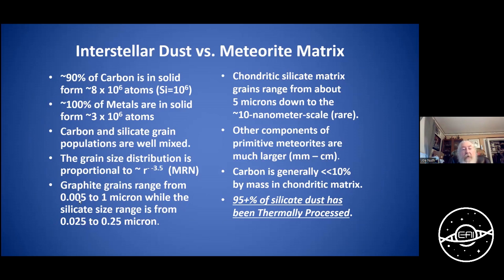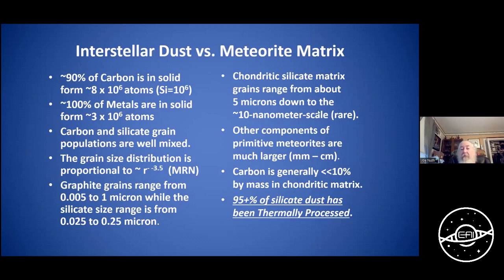Graphite grains basically are very tiny, 0.005 to 1 microns, while silicate grains are, again, very tiny, up to a 1/4 micron or so. The problem is that if you get grains much bigger than these, you run out of carbon or silicate before you actually can finish the extinction curve. You just don't have enough mass to go to very large grains and still make the extinction curve as observed. So you basically have small grains, and that's the trick.